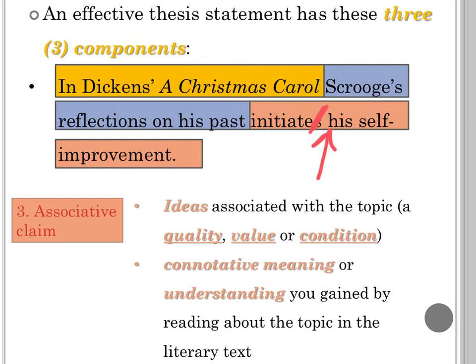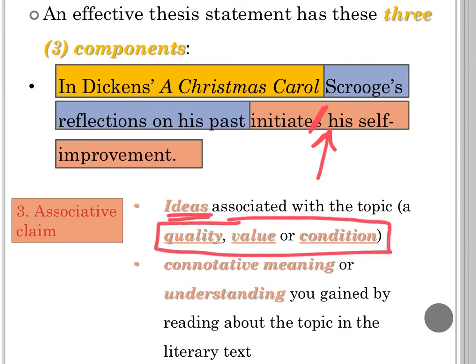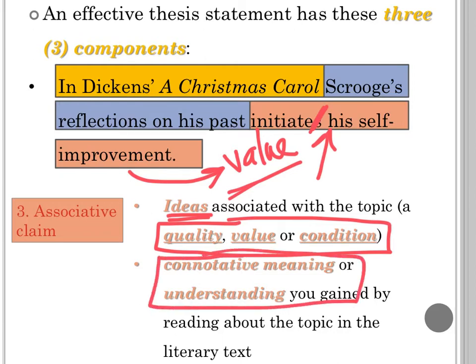The associative claim is simply the ideas that you associate with the topic. And remember, when we think of associations, we're always thinking in terms of a quality, in terms of a value, in terms of a condition. And in this case, self-improvement, he's thought, the writer, of an associative value, a really particular value that came to mind by observing this topic at work. Again, in the end, we're just trying to think of what's the connotative meaning, what's the connotative understanding that you gain by reading about the topic in the literary text.